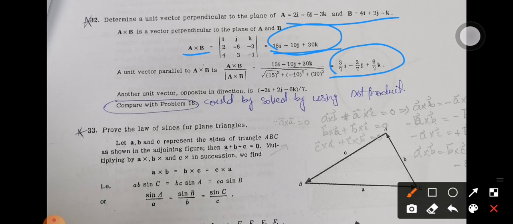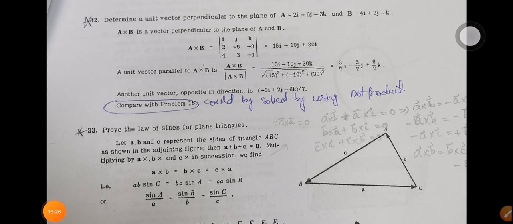So it means that now there are three methods to solve such a question in which we have to find out a vector perpendicular to the plane of A and B. Number one, as we have discussed in chapter number 1, that we can take the... So you can solve it by the previous method or this method as well, that we can simply take the cross product of a and b and then find out the unit vector corresponding to that.